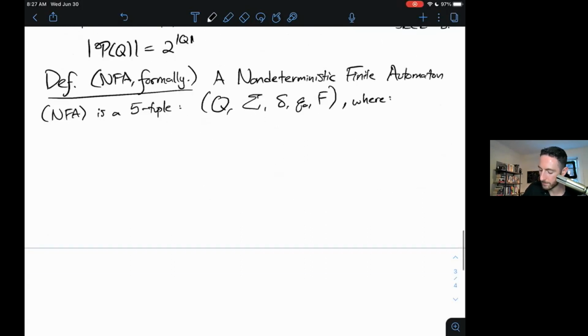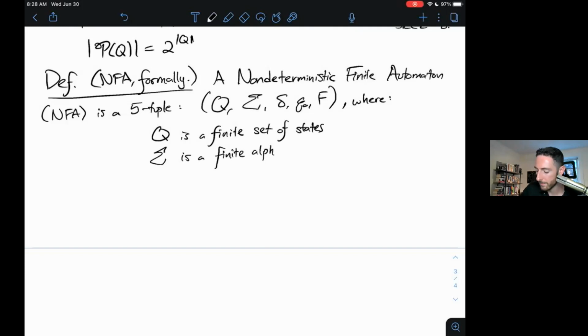where Q is a finite set of states, sigma is a finite alphabet. We'll come back to delta in just a second because it's going to be the only tricky part. Q0 is the start state. F is a subset of Q, and it's the set of accept states.